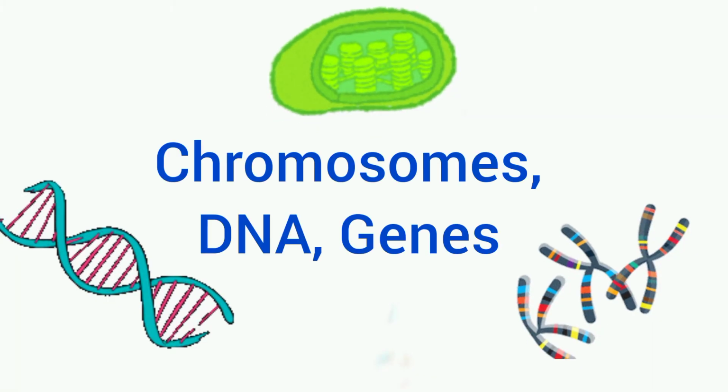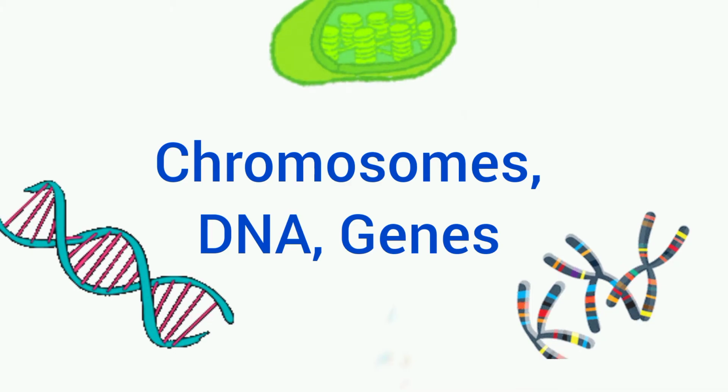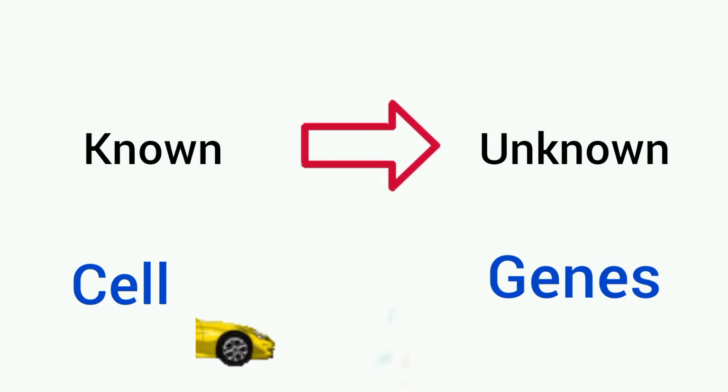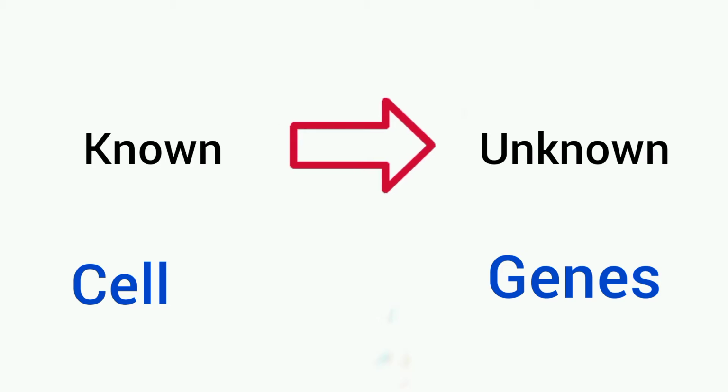In this lesson, I will talk about chromosomes, DNA, and genes. Now, it is important to move from the known to the unknown. We know about the cells, the plant cells or the animal cells. We'll move to the genes. So we have to drive from the cells to the genes.